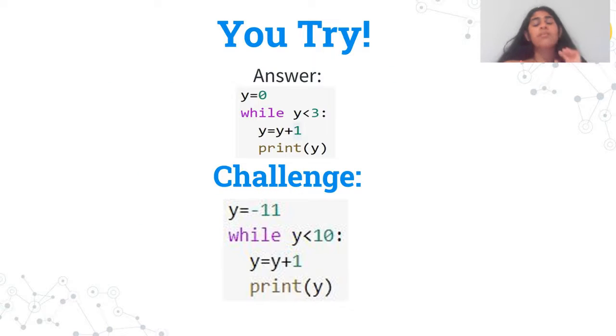The answers to them were, for the first one, y equals 0, and while y is less than 3, y equals y plus 1, and print y. And for the challenge, the answer was y equals negative 11, while y was less than 10, y equals y plus 1, and you would print y.